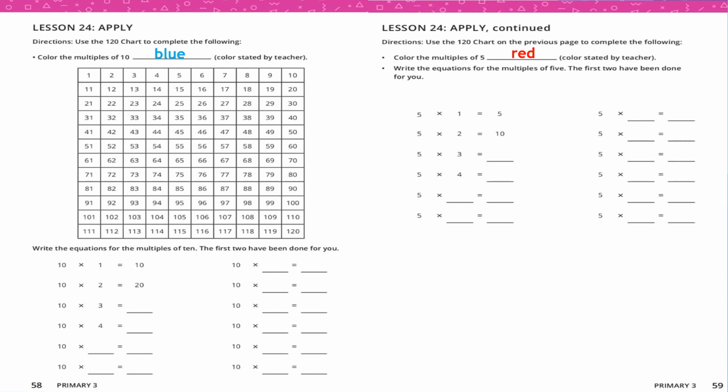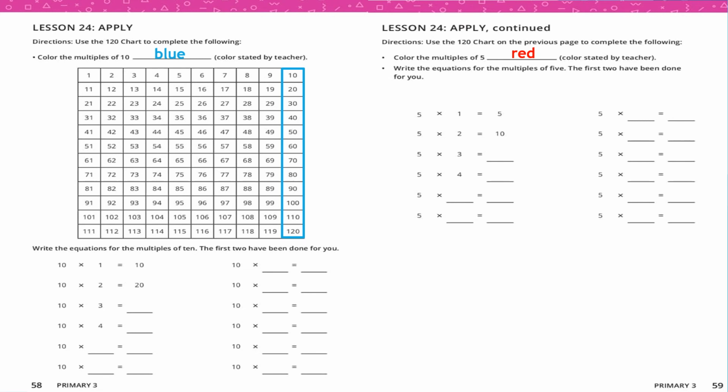Lesson 24. We will use this chart to color multiples of 10 blue. We said multiples of 10 always have 0 in the ones place. So 10, 20, 30, 40, 50, 60, 70, 80, 90, 100, 110, 120. All of these are multiples of 10. So we will color all of them blue.